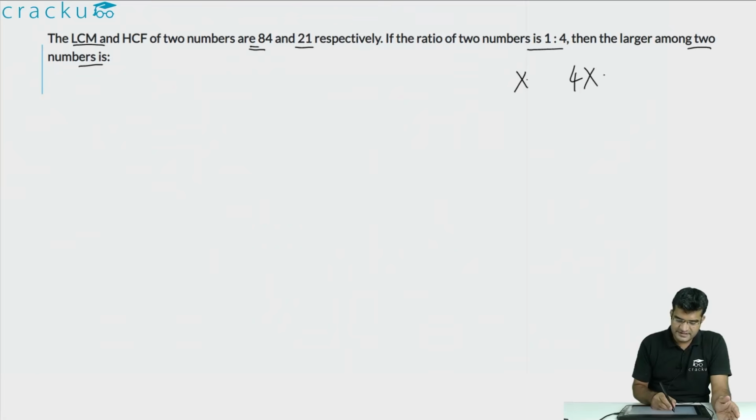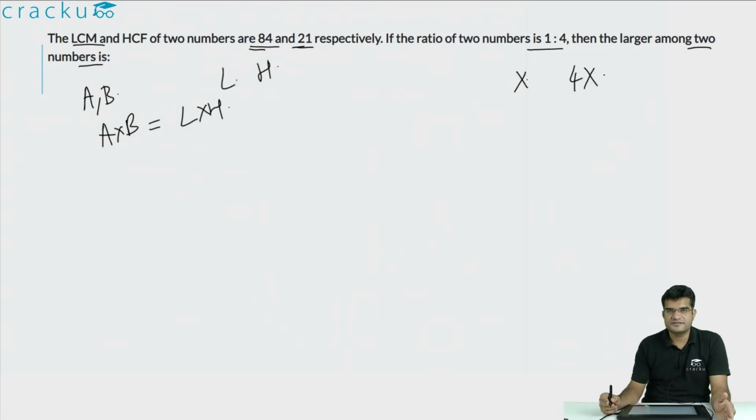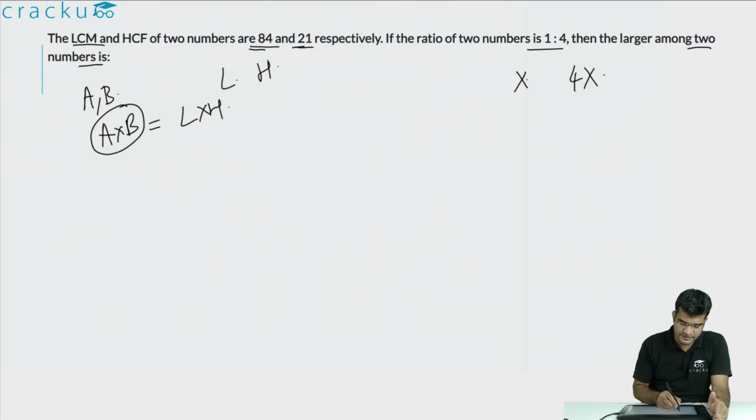We are given the LCM and the HCF of two numbers. What we know is that if the LCM and HCF of two numbers, say A and B, are equal to L and H, the product of the two numbers, that is A into B, is always equal to the product of their LCM and HCF. If you take any two numbers, you find their LCM, you find their HCF, then the product of the LCM and the HCF will be the same as the product of the two numbers.